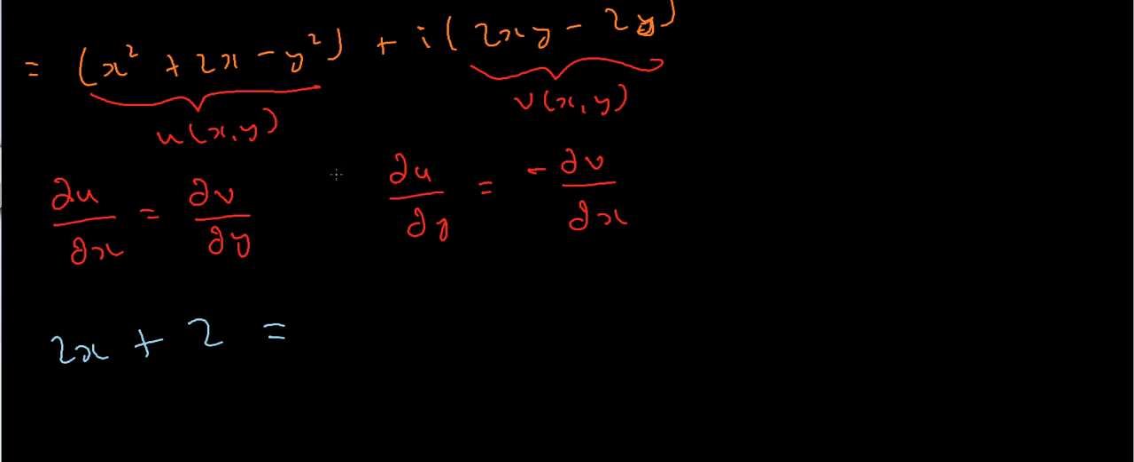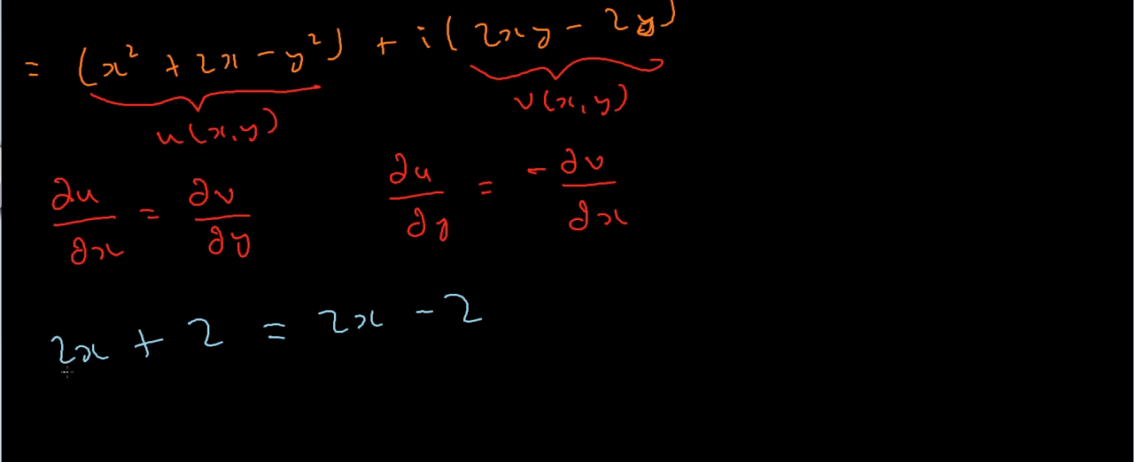So what's the partial derivative of v with respect to y? Well, v is 2xy minus 2y. And the partial derivative of 2xy with respect to y is just 2x. And the partial of minus 2y with respect to y is minus 2.